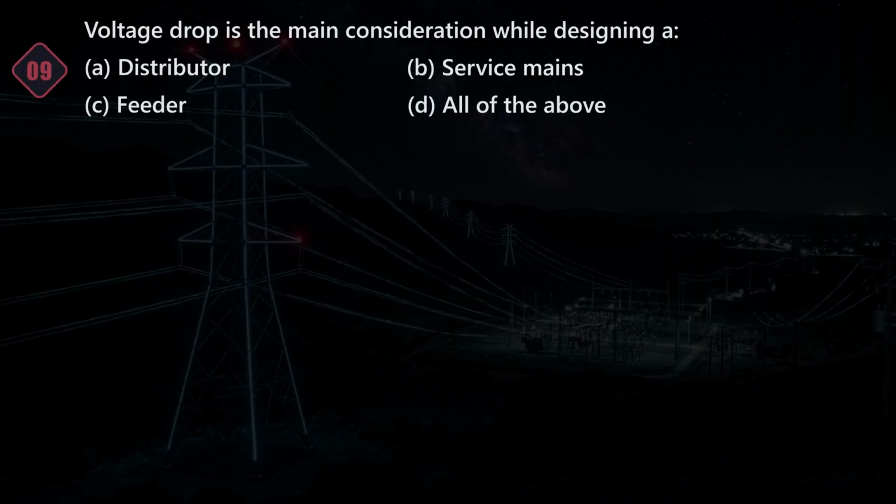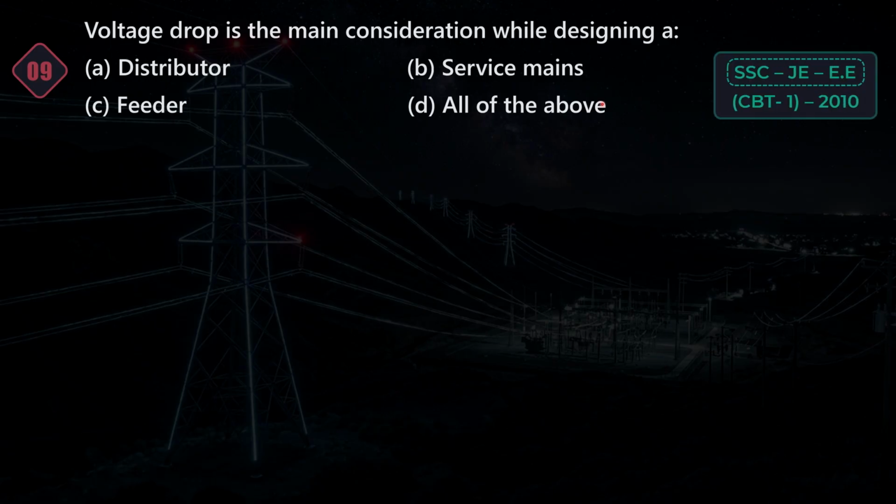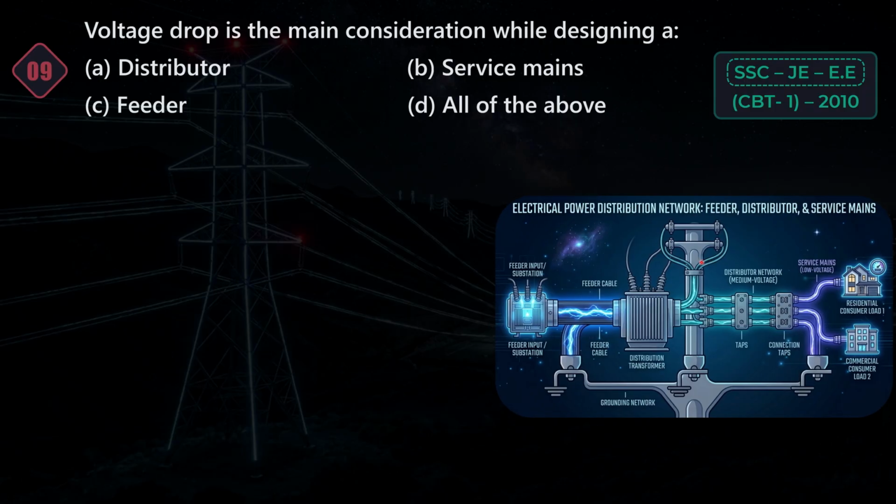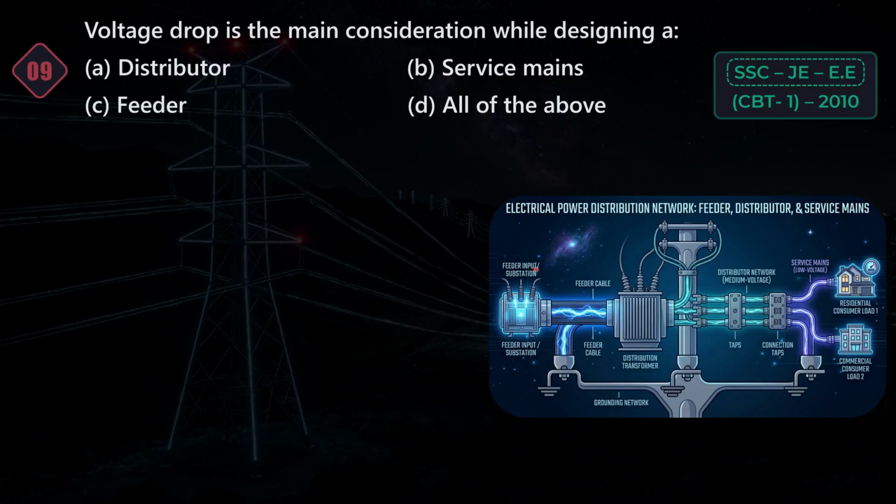Voltage drop is the main consideration while designing a: option A, distributor; option B, service mains; option C, feeder; and option D, all of the above. You can see the image. This is a transformer located at the substation which supplies power to the distribution transformer by means of feeder conductor. Distribution delivers power to the residential and commercial areas by means of distributor and service mains. Now let us validate each option one by one.